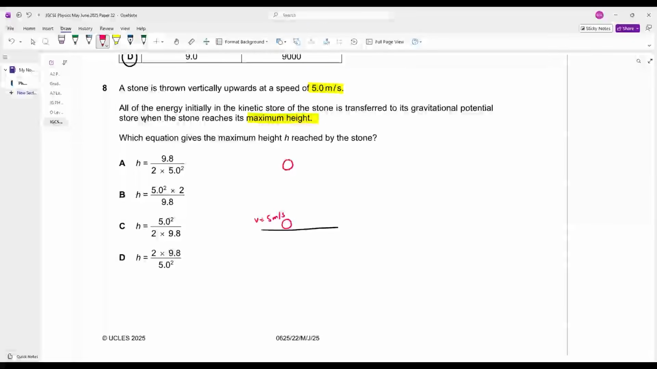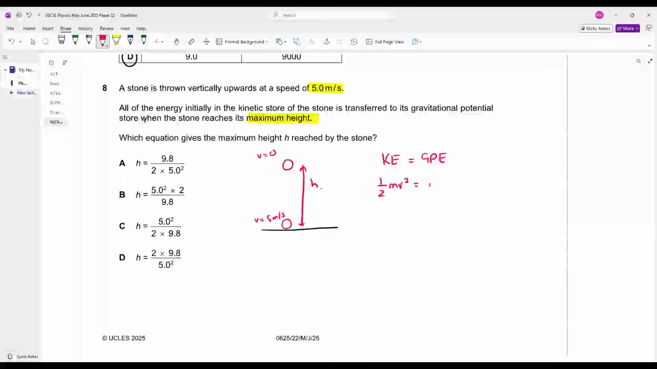At the maximum height, velocity becomes zero as all the kinetic energy gets converted into gravitational potential energy. You have to calculate this maximum height reached. How will you do that? You will say kinetic energy gets converted into gravitational potential energy. What is the formula of kinetic energy? 1 upon 2 mv square.